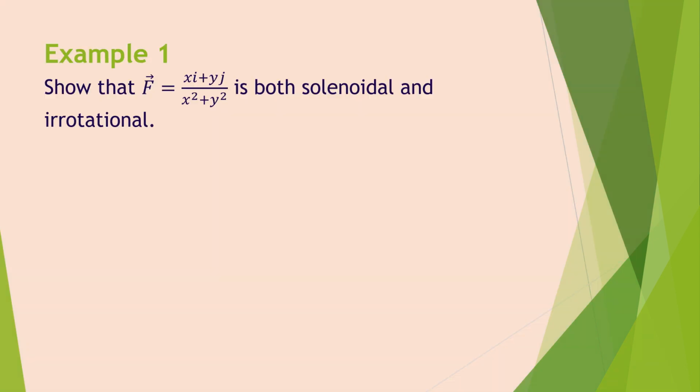Example: show that the vector F is equal to (xi plus yj) divided by (x square plus y square) is both solenoidal and irrotational. So how to show that any vector is solenoidal? We have to show that del dot F is equal to 0. To show that the vector is irrotational, we have to prove that del cross F is equal to 0.